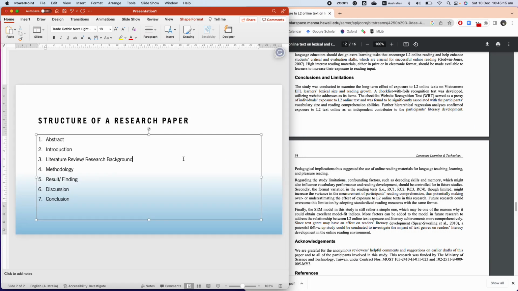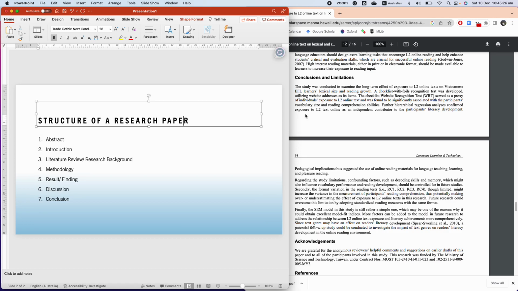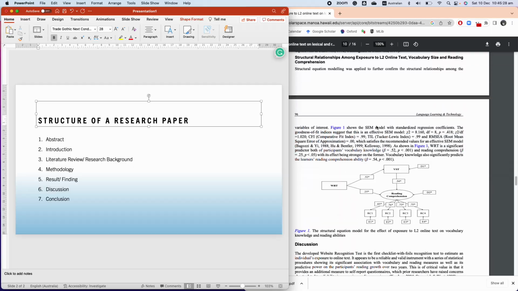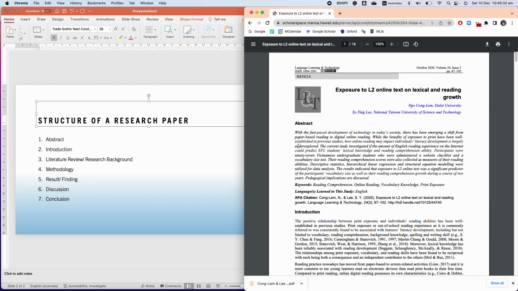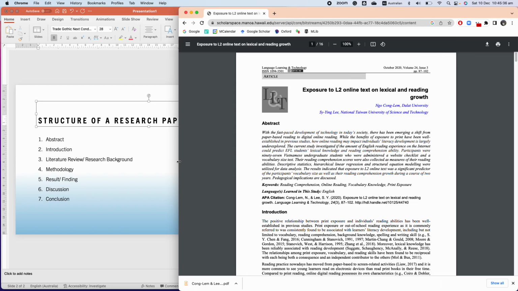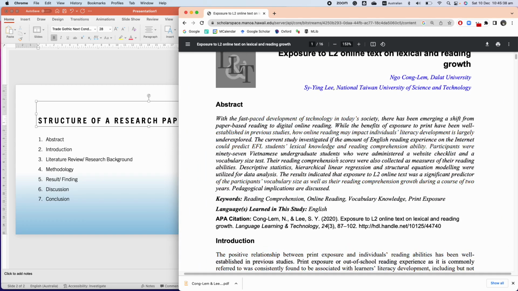Now we're going to move on to talk a little bit about what goes in the abstract, in the introduction, in the literature review, in the methodology, and so on for the others. Okay, so let's first start with the abstract. What goes in the abstract? Basically, the abstract is a summary of your study. There are many different ways to write an abstract, okay?